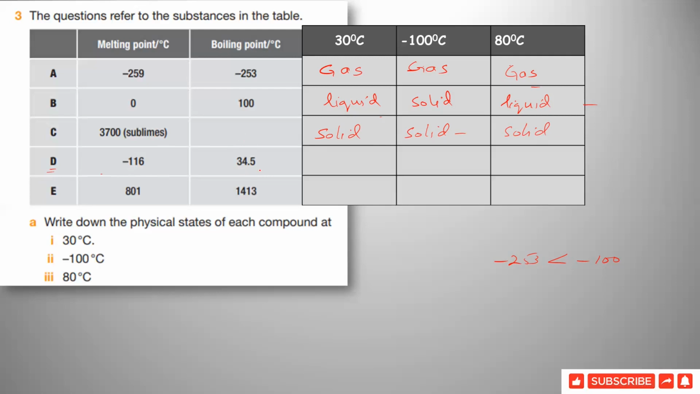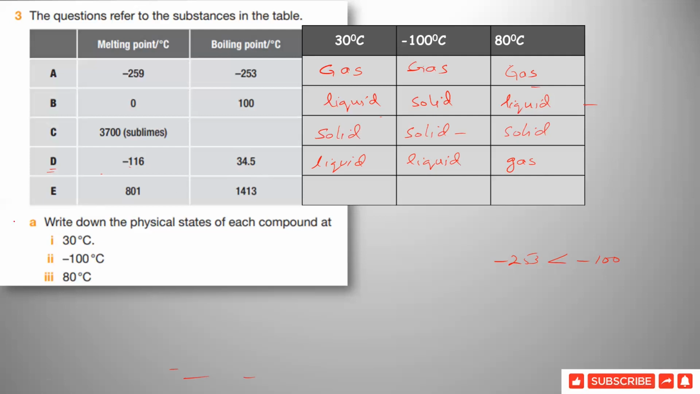at 34.5 degrees Celsius. So it is liquid at 30 degrees Celsius and it is liquid at negative 100 degrees Celsius as well. But it is gas at 80 degrees Celsius. Why? 30 degrees Celsius is higher than negative 116, because at negative 116 degrees Celsius, substance D melts and gets into liquid. And it converts into gas at 34.5. So 80 degrees Celsius is greater than 34.5. That's why we say that it is converted into gas. But at 30 degrees Celsius, it is still liquid because it didn't boil there.